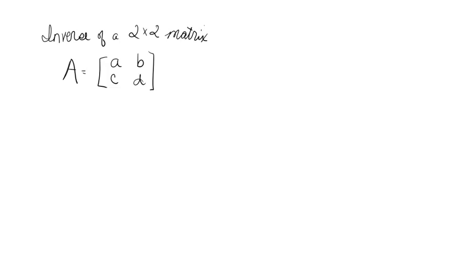There is a shortcut to find the inverse of a 2 by 2 matrix. It only works for 2 by 2 matrices. Okay? So we're going to let matrix A equal A, B, C, D. All right?